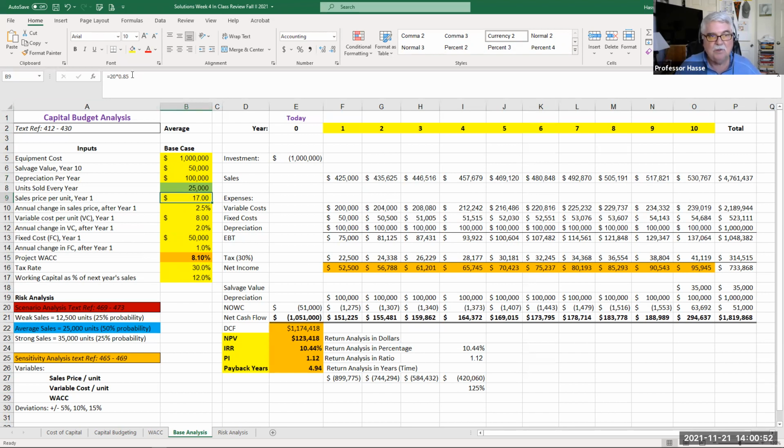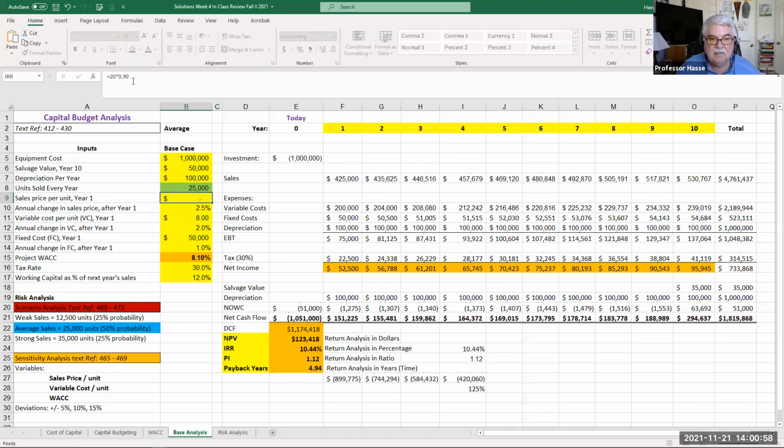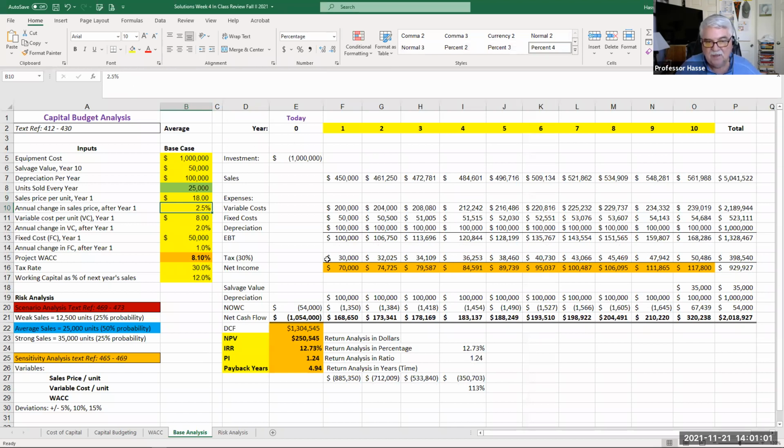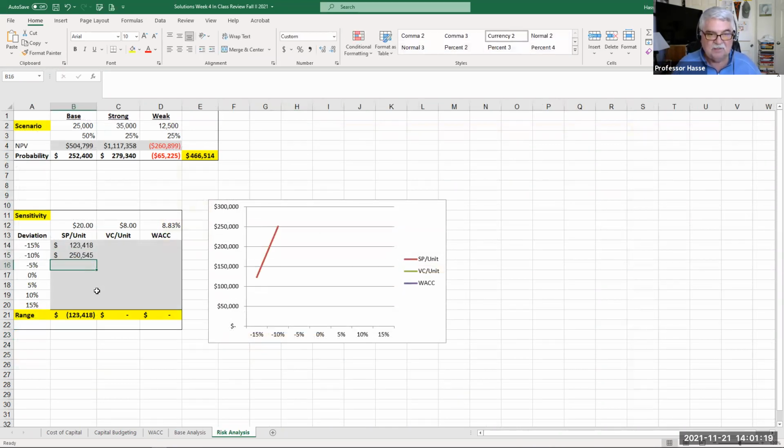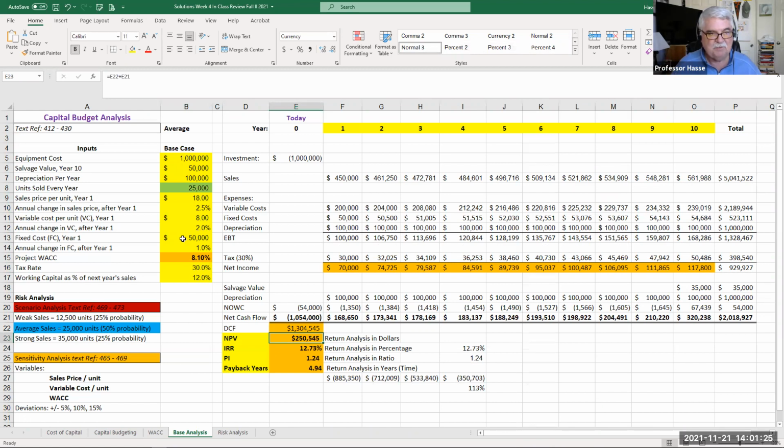Now for the next one, I'm going to lower it by 10%, which is 0.9. And now I get 250,545 as an NPV. You don't have to worry about these other ones; they'll probably pop up anyway, but I'm just concerned about what that does to the net present value. Notice you'll start seeing a line being populated in my graph. Now we go back to a 5% reduction, that's 0.95, and I get 377,672.